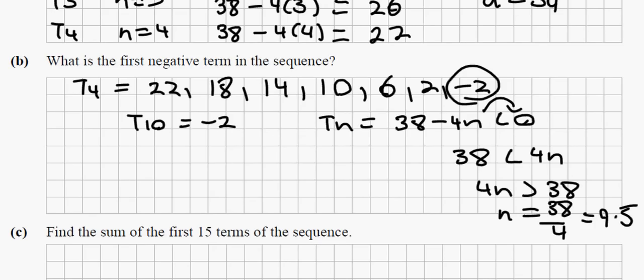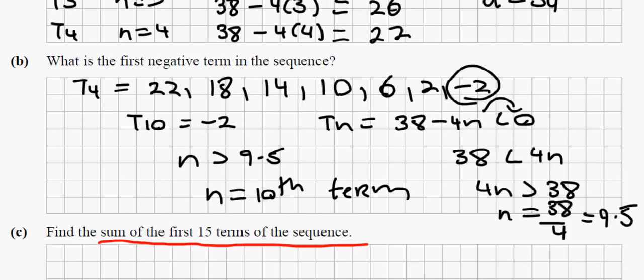Now the thing about n in sequences and series is n can never be a fraction, it has to be a whole number. So therefore it has to be the 10th term in the sequence because it has to be bigger than 9.5 and the first number that does that is n equals 10. It's another way of getting the same answer.